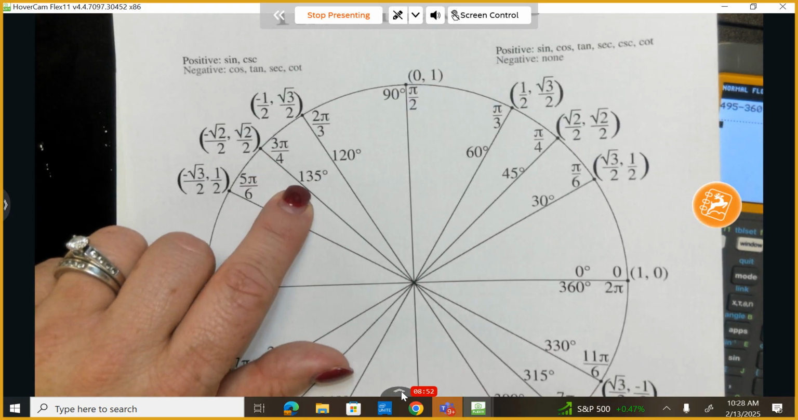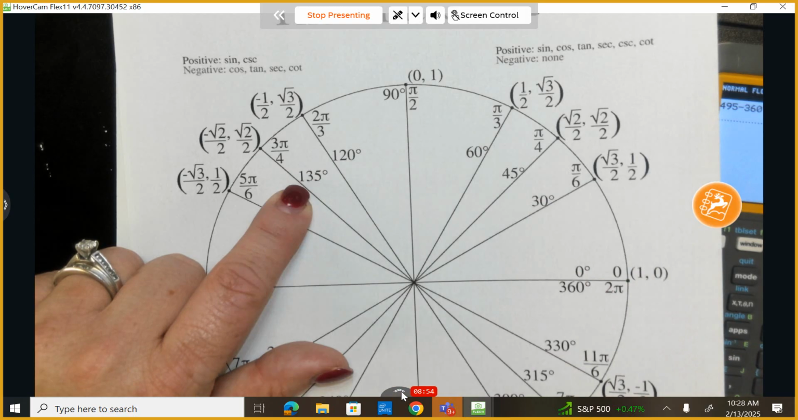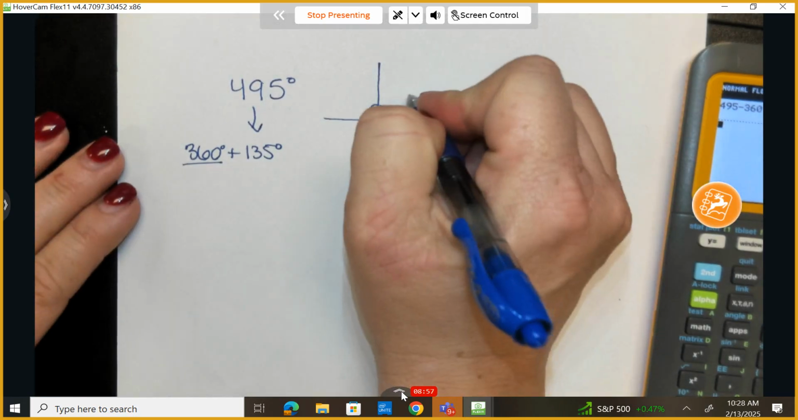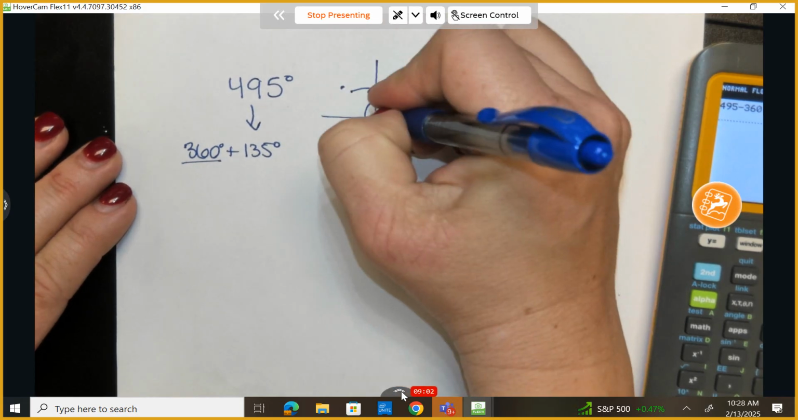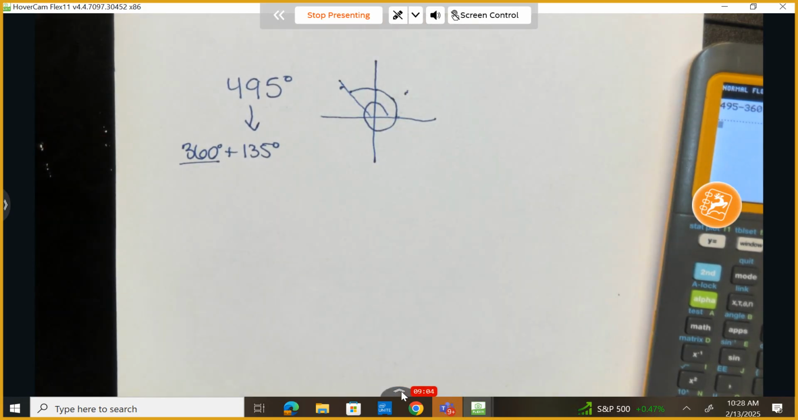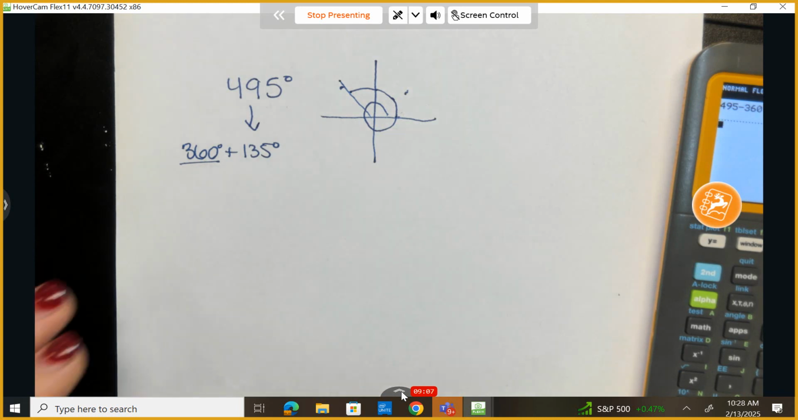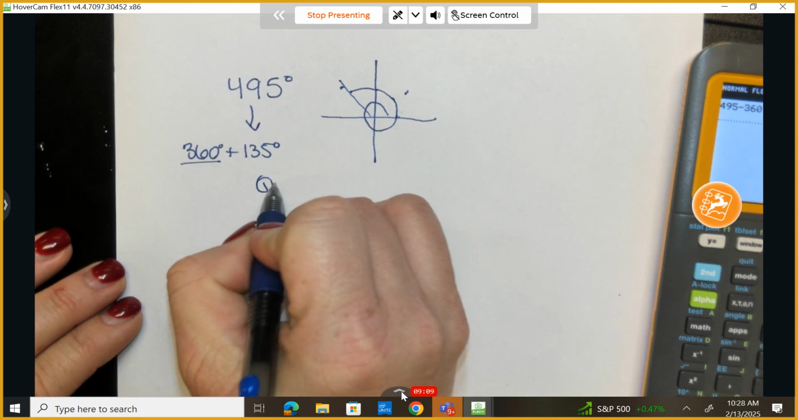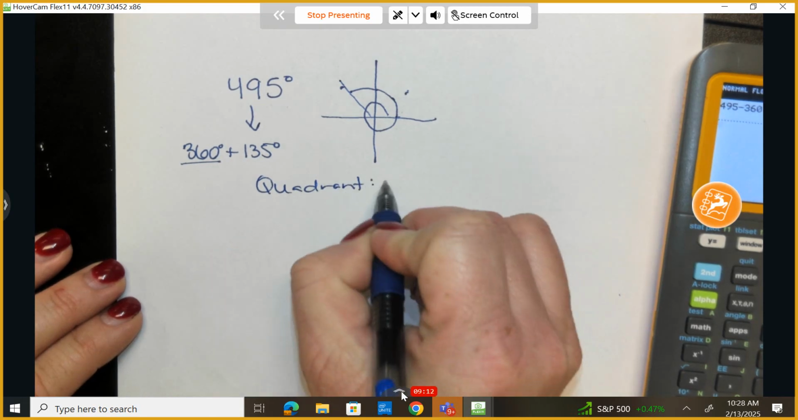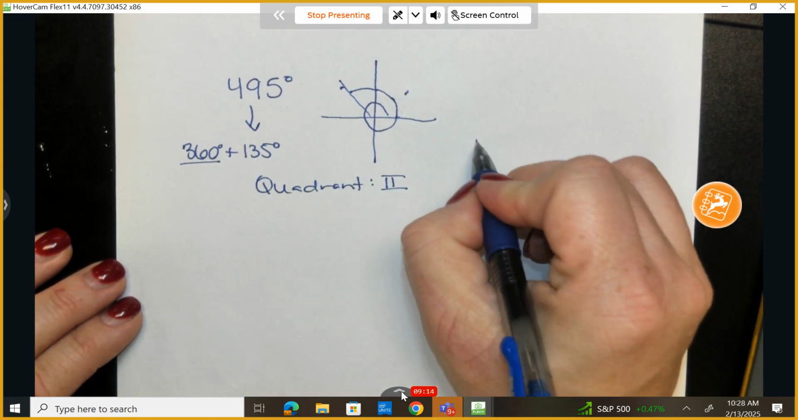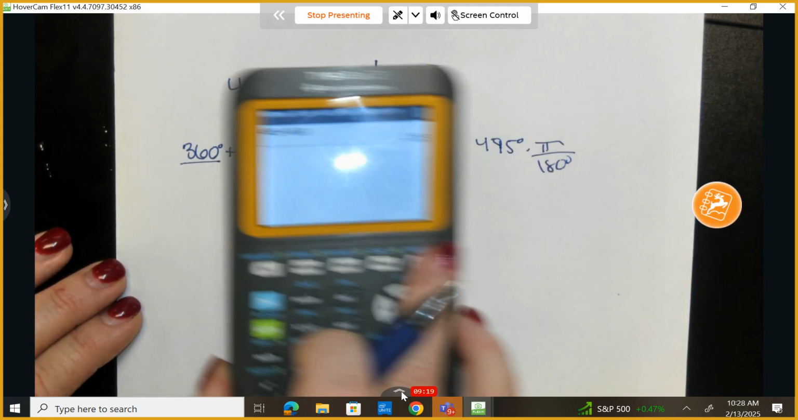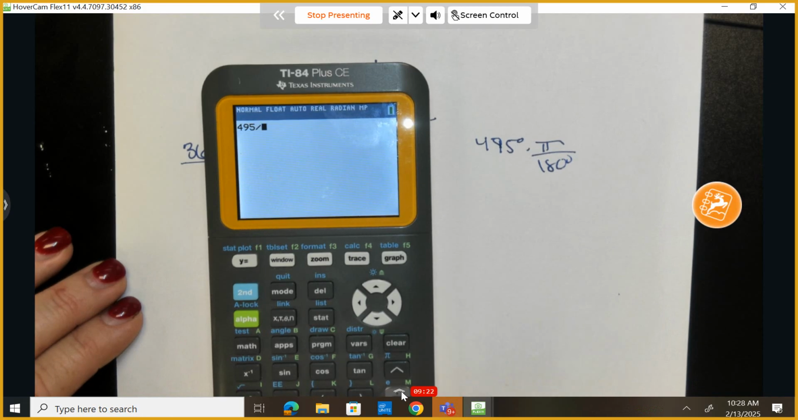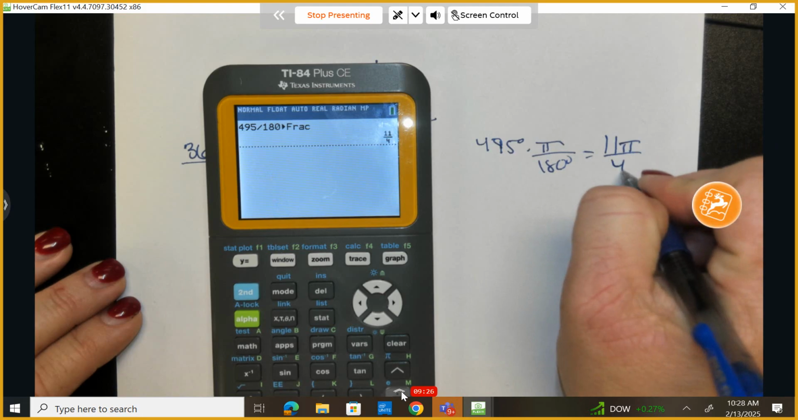is right here. So 135 is 3 green sectors. So 3 green. There's 1, 2, 3. And this is where that terminal angle lands. Now which quadrant is that in? That's in quadrant number 2. And now I'm going to take the exact same thing. I'm going to take 495 times pi over 180, grabbing that calculator, 495 divided by 180, hitting math, fraction, enter, enter, and I have 11 pi over 4.